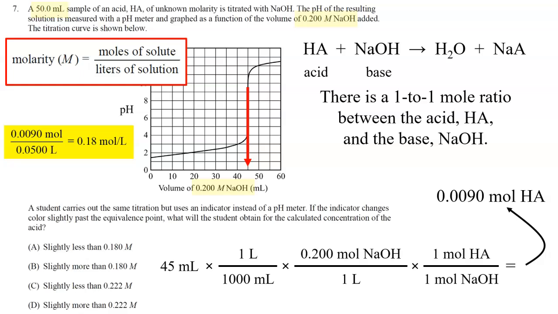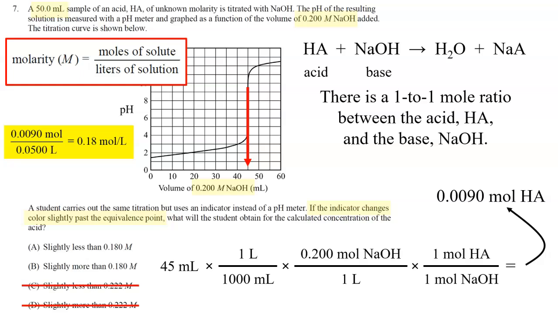Now take a look at the 4 choices, A, B, C, and D. We have words such as slightly less than or slightly more than, and then we have 2 concentrations. So we know that if we use a pH meter, we should get a concentration of 0.18 moles per liter. So I'm going to eliminate choices C and D because they have the wrong concentration of the acid solution. Now I have to determine whether or not, based on the information in this experiment, the calculated concentration of the acid will be slightly less than 0.18 moles per liter or slightly more than 0.18 moles per liter.